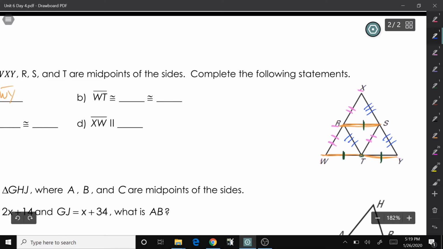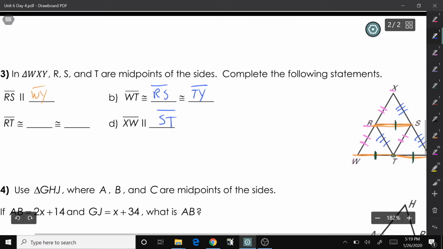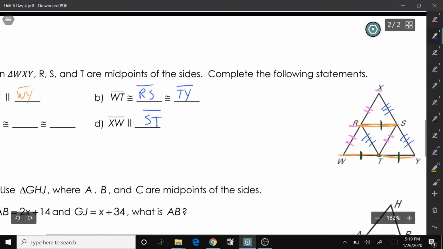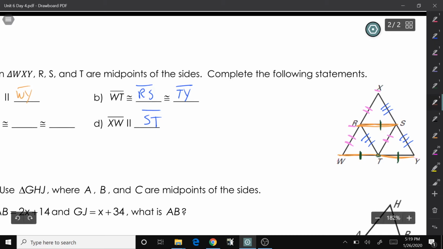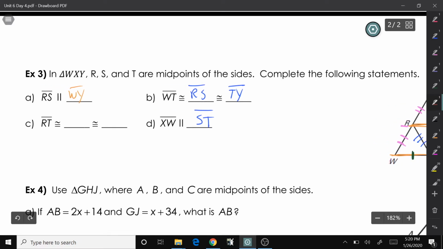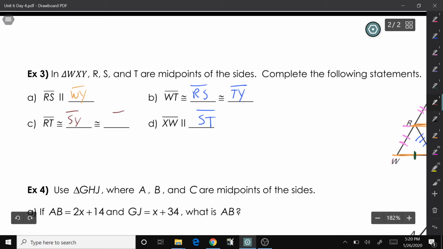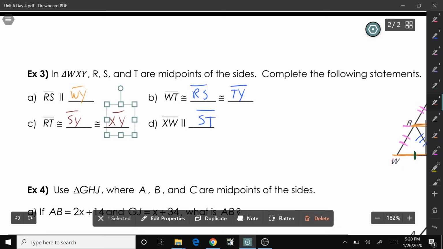So now we go back over here. Okay, WT is congruent to RS and TY. Side XW is going to be parallel to side ST. And then RT is going to be congruent to sides XS and SY. They have the same number of tick marks. So SY, and XS.